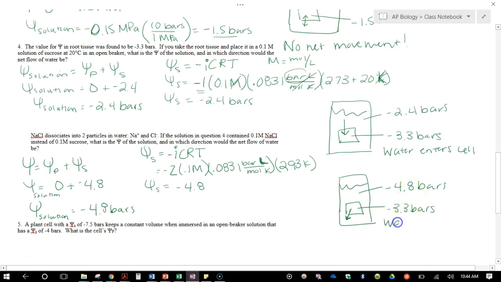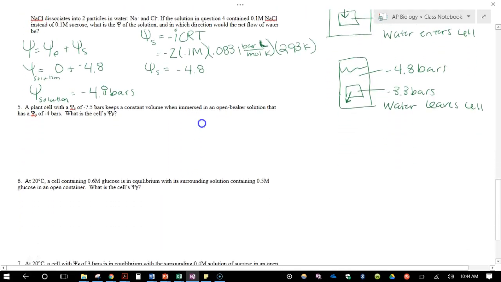So water leaves the cell. There's a net movement of water leaving the cell, and that really just has to do with having more solute molecules. Sodium chloride ionizes into 2 molecules, which doubles our solute potential.